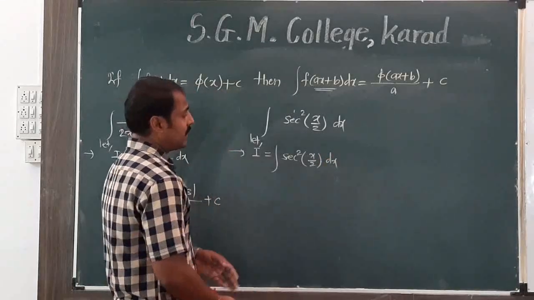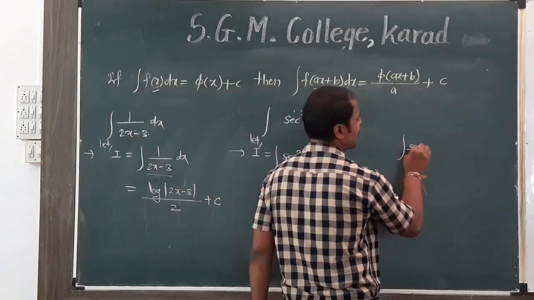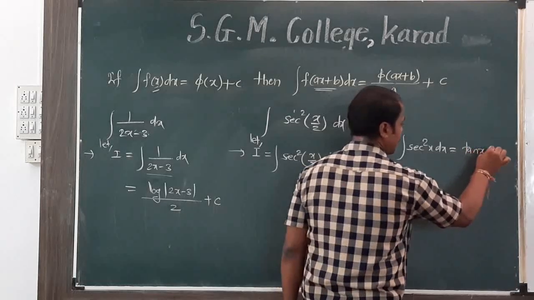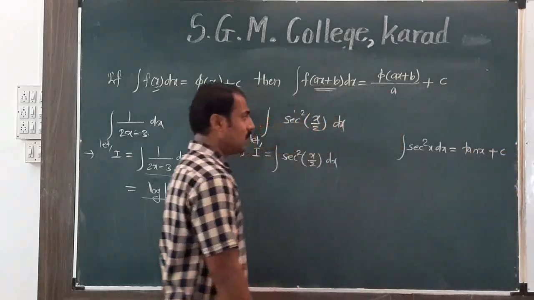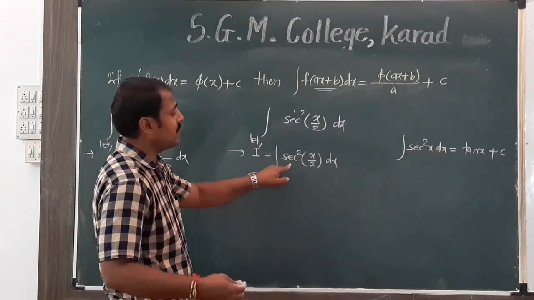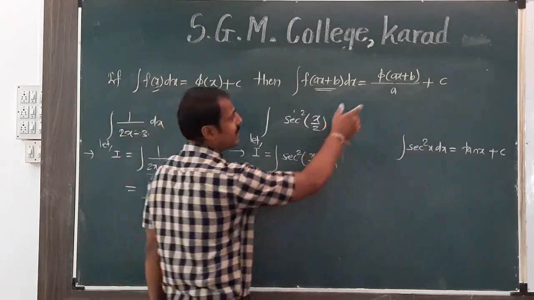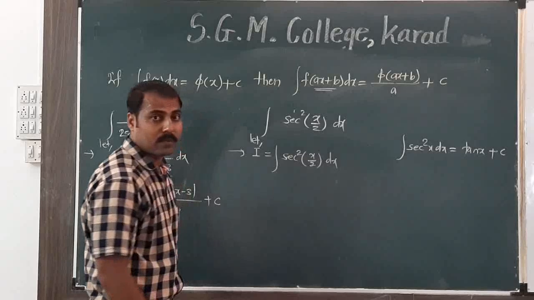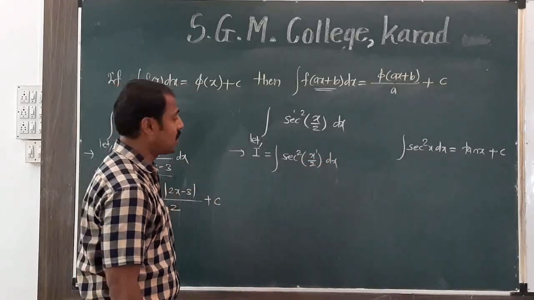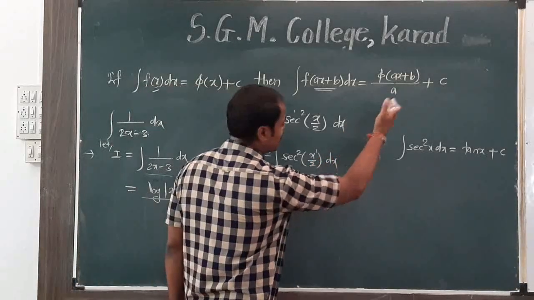Okay? Here x by 2 is there. We know the formula for integration of sec square x dx. Integration of sec square x dx is what? Tan x plus c. But here in the given example, to find integration of sec square of x by 2, x by 2 is a linear equation, because degree of x is 1. Since degree of x is 1, it is a linear equation, and constant term b is here 0.